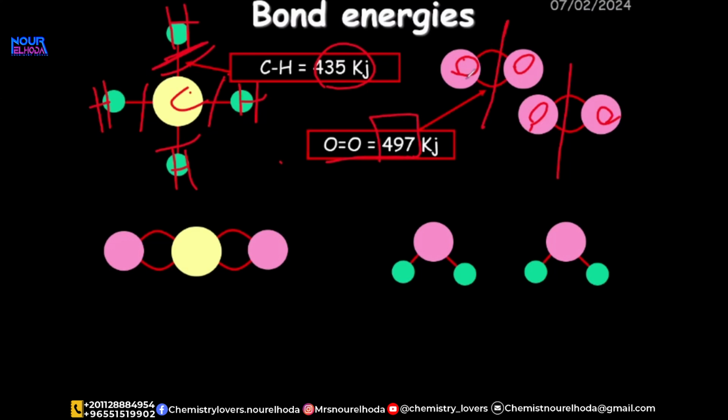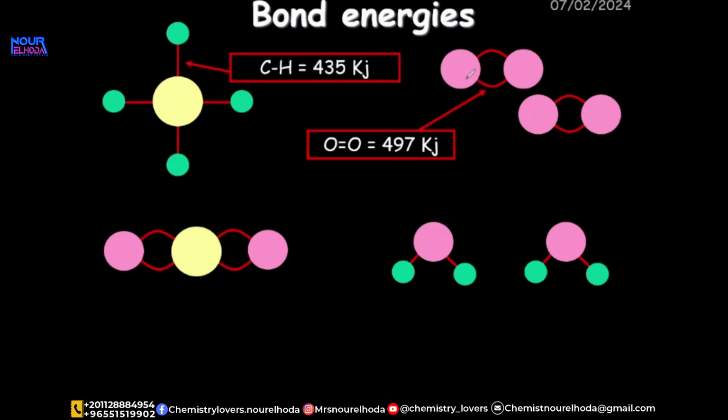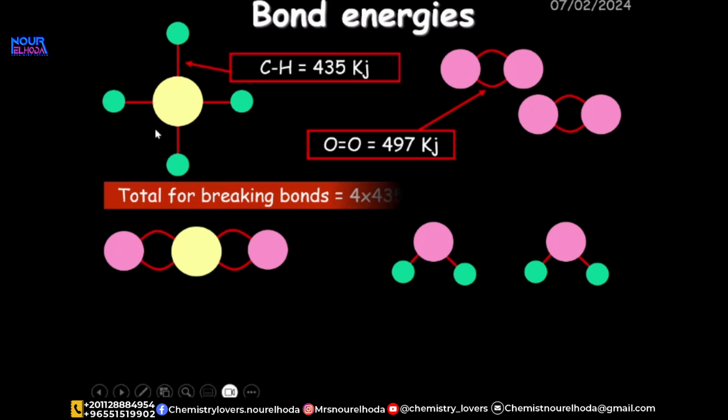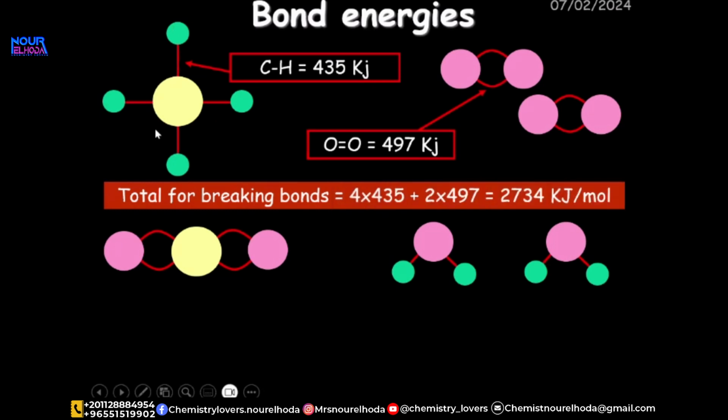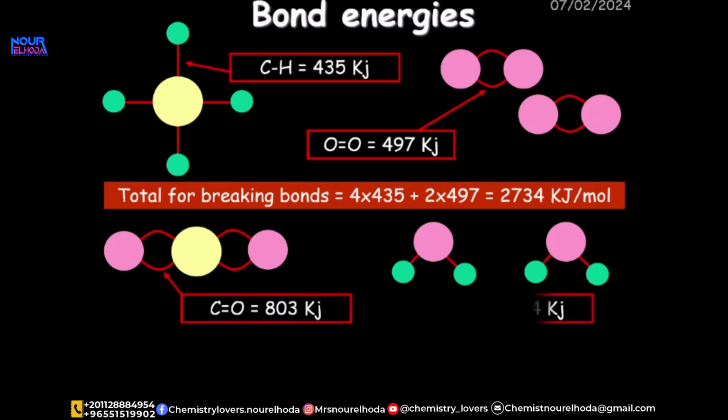So this is called bond breaking. If you check now, this is bond breaking. The total of bond breaking is 4 times 435 plus 2 times 497. So this is the bond breaking. Well, I will do the same for the bond formation. Take care: the first part is the reactants, and the second part is the products.